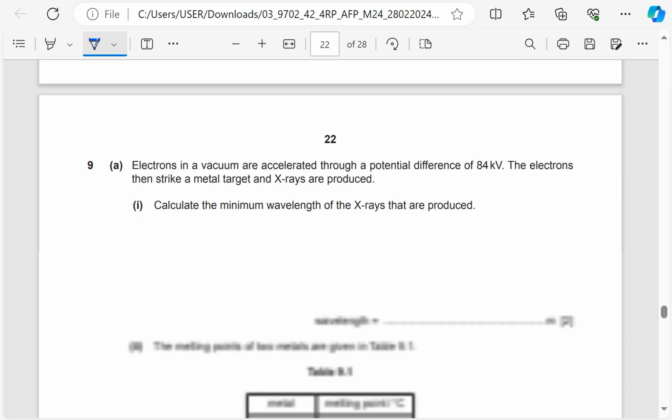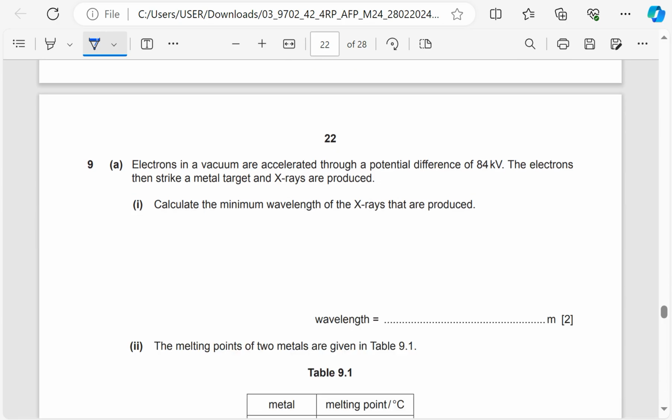I think this is still quantum physics. It could be medical physics. Electrons in a vacuum are accelerated through a potential difference of 84 kilovolts. The electrons then strike a metal target and X-rays are produced. Calculate the minimum wavelength of the X-rays that are produced. Of course, the kinetic energy of the electrons is what becomes the X-rays, so the kinetic energy of the electrons becomes the photon energy.